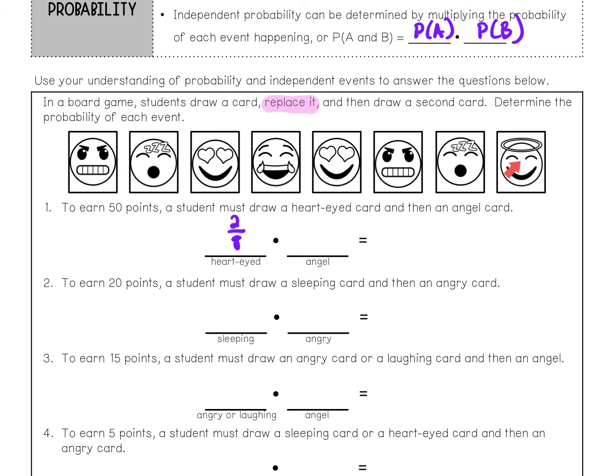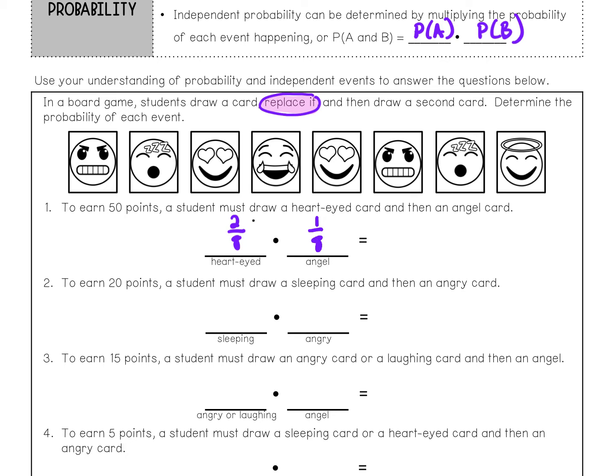And I see 1 card that's an angel out of 8. We've already counted that there's 8 cards. Remember that we're replacing it each time, and that is exactly what produces independent events. Each time we're starting with the same amount of cards because we're replacing it.